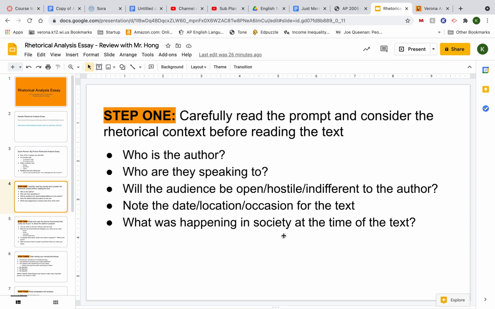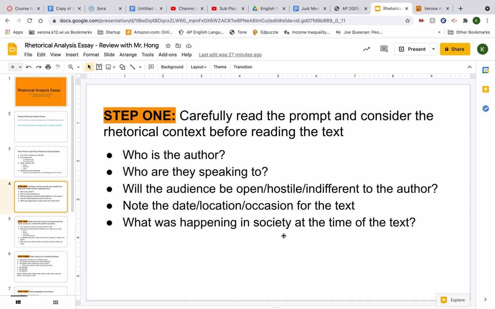So step number 1, please carefully read the prompt. It is really important that you understand what they are asking you to do, and they give you a lot of hints about the rhetorical context that you really need to consider before analyzing it. Some things to keep in mind. Who is the author? What do you know about this person?